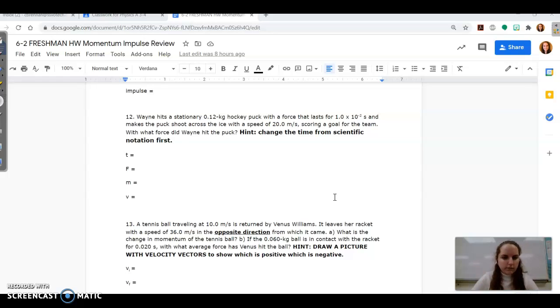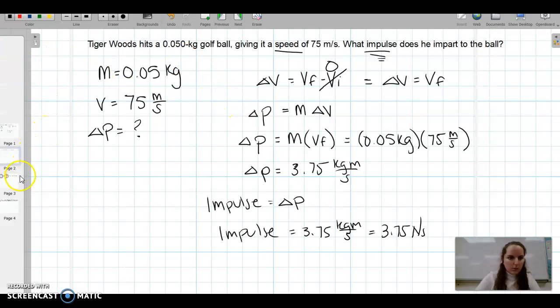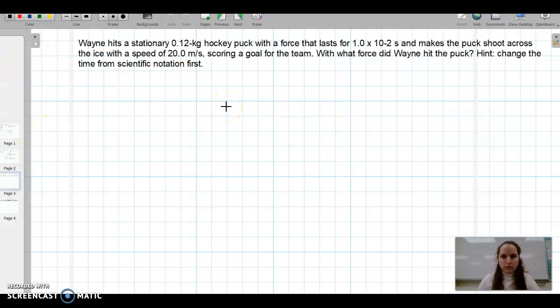With what force did Wayne hit the puck? And I said, hint, change the time from scientific notation first. Okay, that's a pretty good hint. So let's move and see what we need to do for this one.